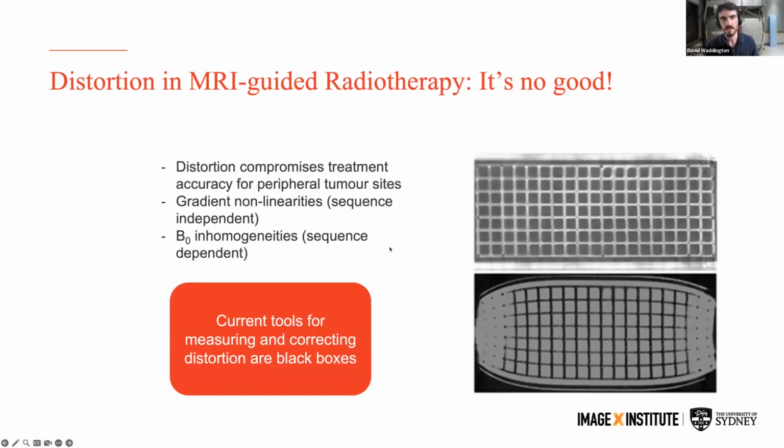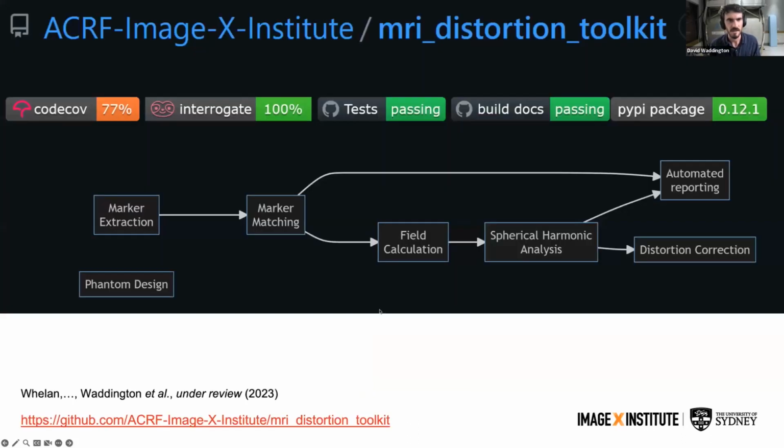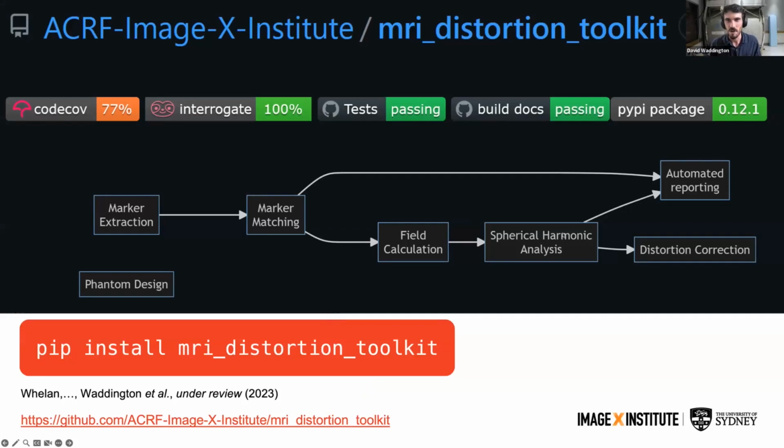What I wanted to say here though, is that the current tools for measuring and correcting this distortion are really black boxes. And so in particular, Brendan Whelan, one of the members of our team, really pushed forward creating this MRI distortion toolkit, which is an open source tool to evaluate and ideally correct everything to do with your MRI scanner. It's available on PyPI, and I'll say a little bit more about it, but you can go pip install it for yourself if you're a fan of Python.